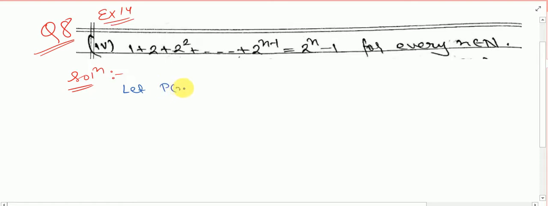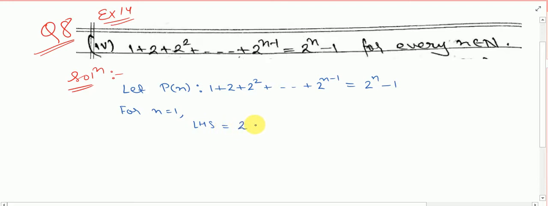Let Pn, so consider this statement as Pn: 1 plus 2 plus 2 square plus dash dash dash plus 2 to the power n minus 1 is equal to 2 to the power n minus 1. So first thing is we need to show that this is true for n equal to 1. So for n equal to 1, left hand side will be equal to 2 to the power 1 minus 1. Okay.